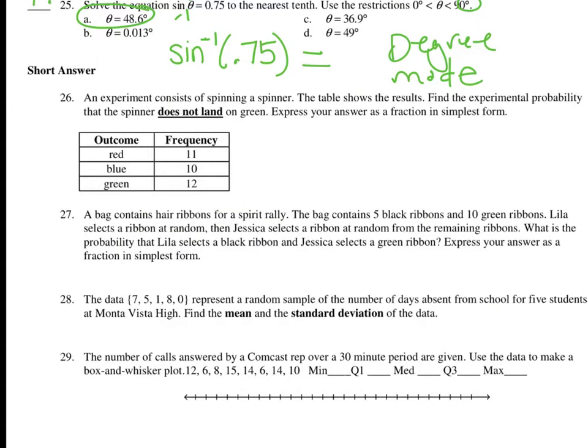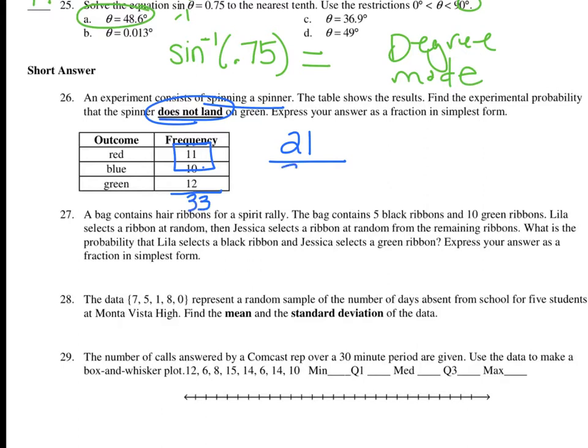For number 26, we have the results of spins on a spinner. We want the probability that it did not land on green. That means it landed on red or blue. So 11 plus 10 means 21 of the spins did not land on green. How many total spins were there? Well, then we have to add up all the numbers.